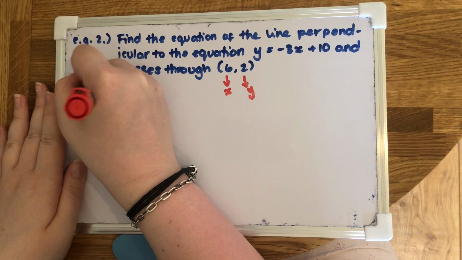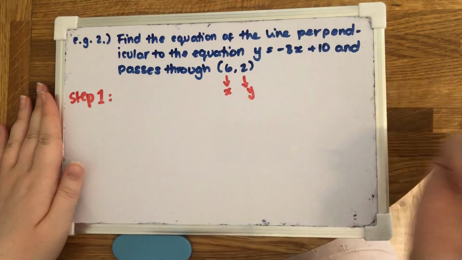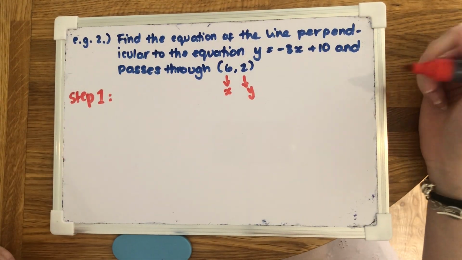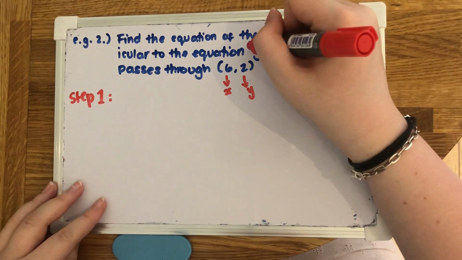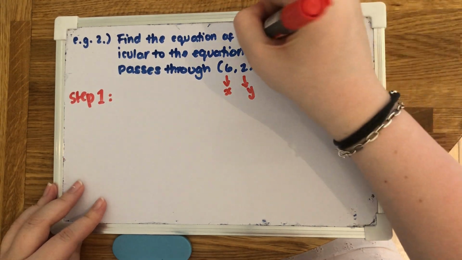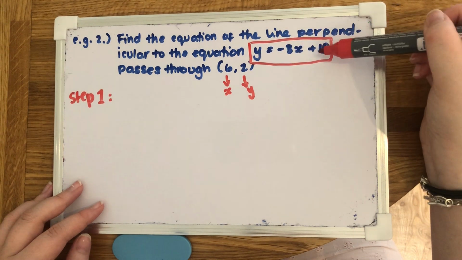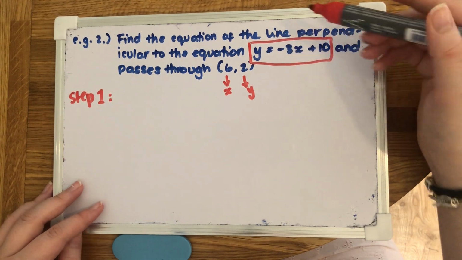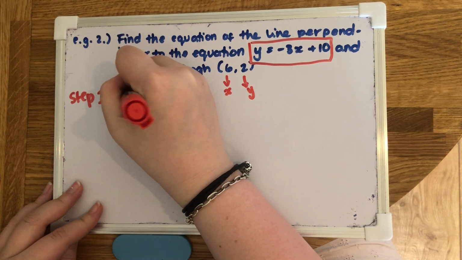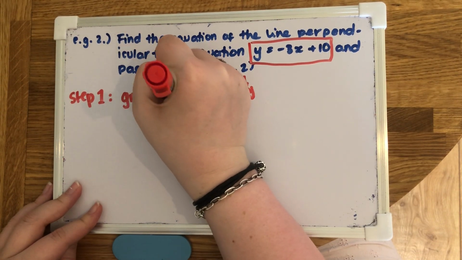So step 1. Step 1 was we have to work out the gradient of the line that's given to us already. So this is the equation that we're given. Okay, the number in front of the x is negative 3 and it is in the correct form because it's y equals. So step 1, the gradient is negative 3.